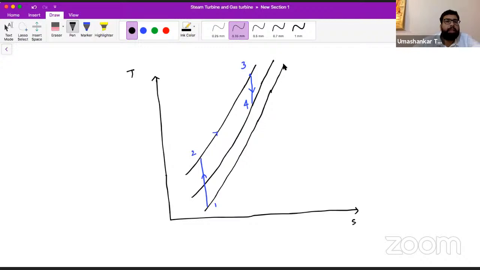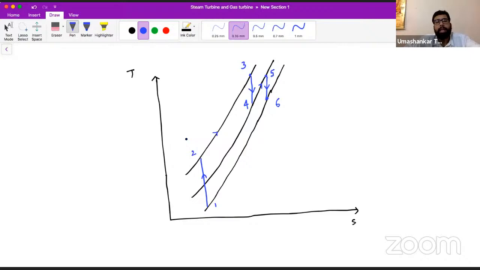Then there is a reheater zone. In the reheater, constant pressure heat addition is taking place, so we are reaching this point 5. At 5, again a turbine comes into the picture, and again expansion takes place, and you will reach this point 6.